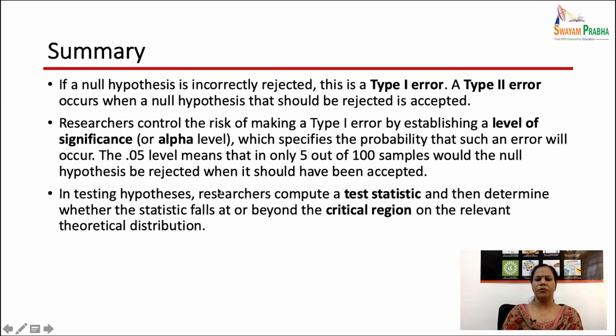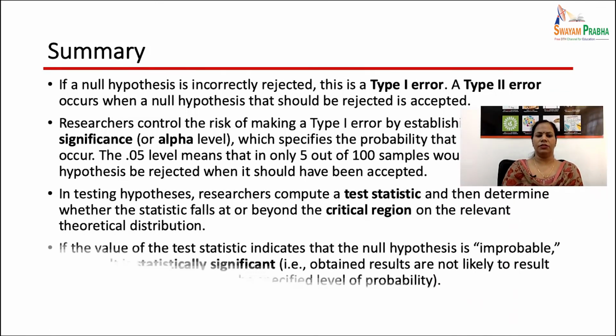In testing the hypothesis, researchers compute the test statistic and then determine whether the statistic falls at or beyond the critical region. So when we talk about the zone of acceptance and zone of rejection, we see whether it is in the acceptance zone or rejection zone, and based upon that we get to know whether it is significant or not, and we accept or reject the null hypothesis.